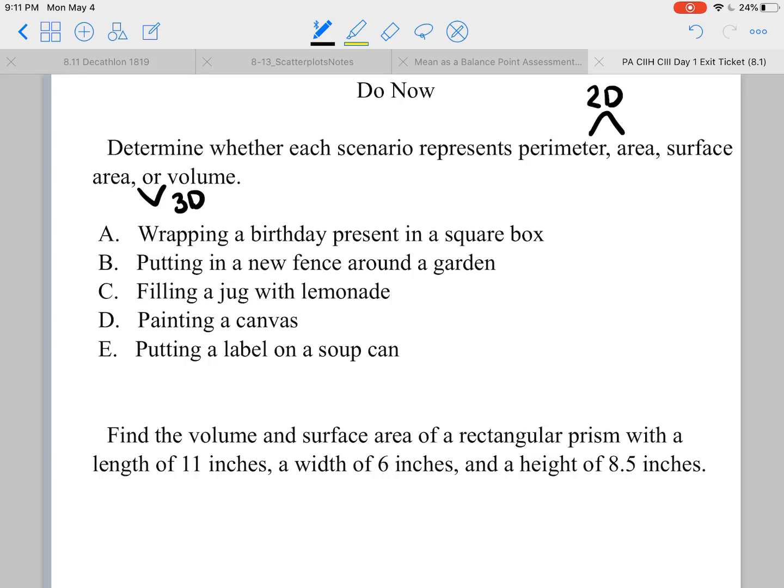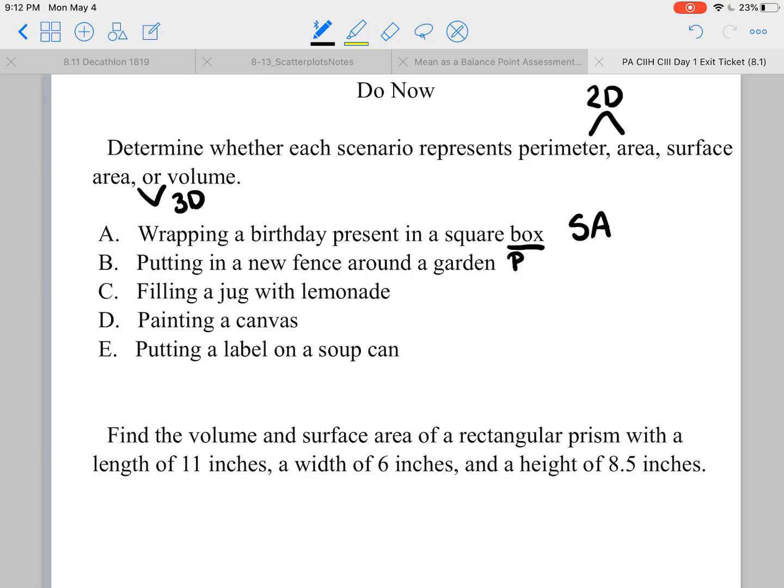Area and volume are where we fill the shape in. So for area, that could mean the tablecloth covering a table. Or for volume, it could mean the amount of water in a pool. So if we are wrapping a birthday present in a square box, it is a box, so it's a three-dimensional shape. And since we're covering the outside, we're not filling it with paper. That is surface area. If we're putting in a new fence around a garden, that is a pretty flat thing, so that's two-dimensional. And since we're putting that fence around the outside, that's perimeter.